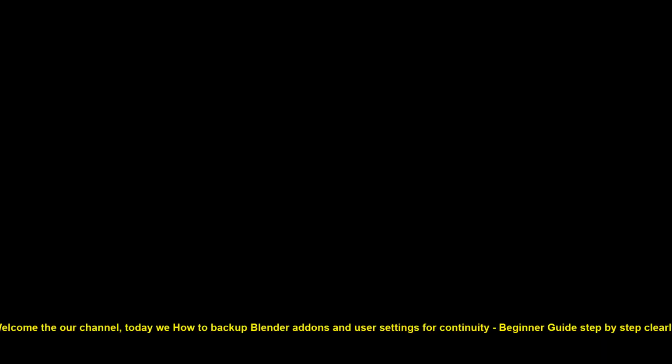Today we show how to backup Blender add-ons in user settings for continuity, a beginner guide step by step, clearly. To backup your Blender add-ons in user settings, start by launching Blender on your computer. Once Blender is open, navigate to the top left corner and click on the Edit menu. From the drop-down, select Preferences to open the Preferences window.